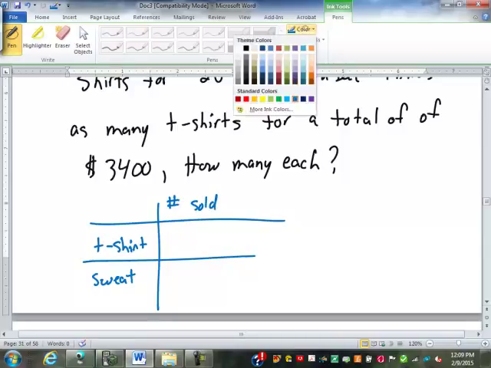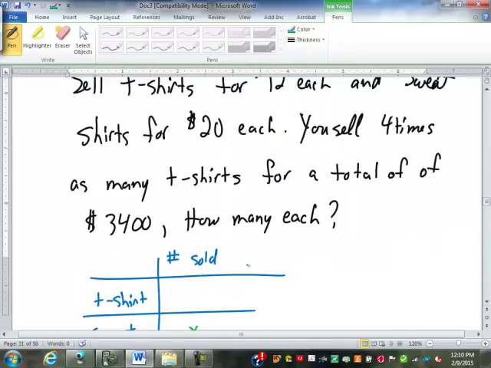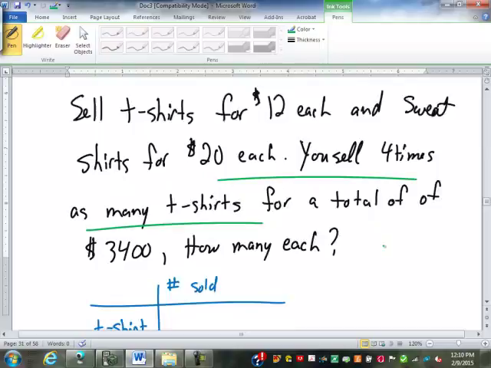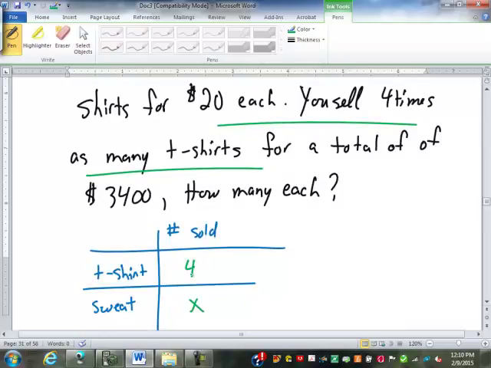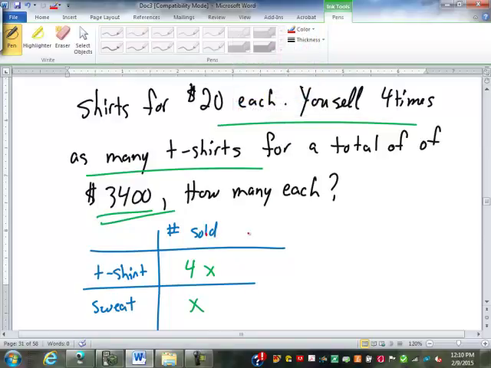We'll start off with number sold again. And again, we can let sweatshirts be X because t-shirts were 4 times as many. So 4X. We sold 4 times as many t-shirts as sweatshirts. But we're not given the total sold, we're given a dollar amount. So we have to find some way to convert these amounts sold into dollars.